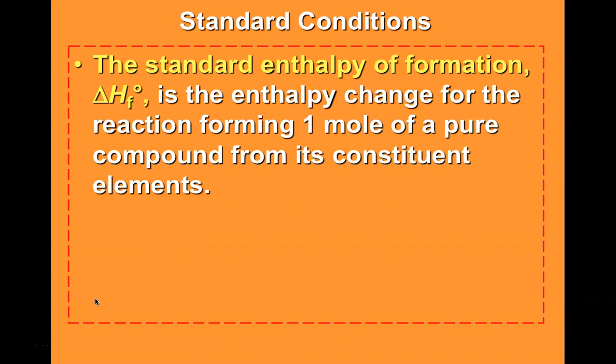So it's the enthalpy change for the formation of 1 mole of a pure compound from its constituent elements. You'll have to be able to identify a formation reaction. You'll probably have to be able to write a formation reaction. The stipulations: your product can only be 1 mole. So the coefficient on your product must be 1. Therefore, coefficients in your reactants can be any number or any fraction it needs to be in order for it to actually work out.